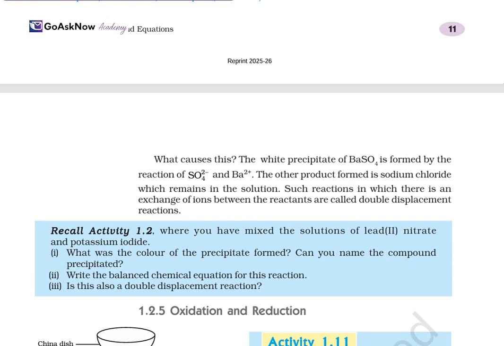What caused this is the white precipitate BaSO4 formed in the reaction, which is SO4 2-, and here it is Ba2+. The other product formed is sodium chloride, which remains in the solution. In such a reaction, there is an exchange of ions between the reactants, which is known as a double displacement reaction. So this is what double displacement means.